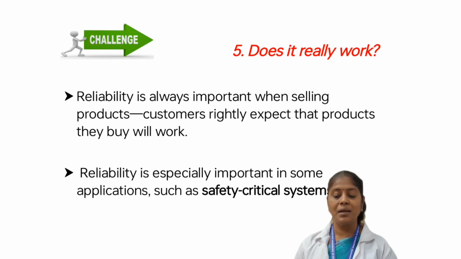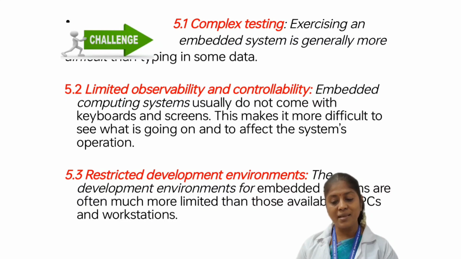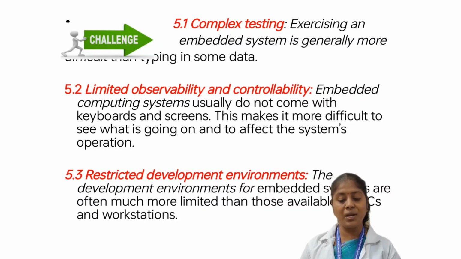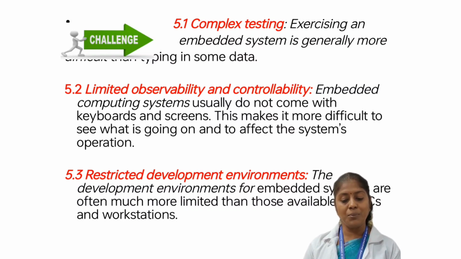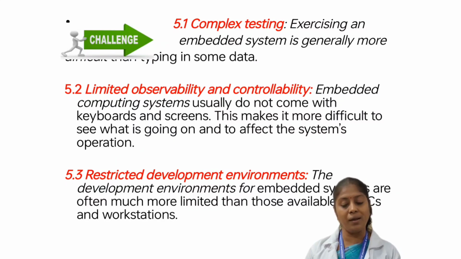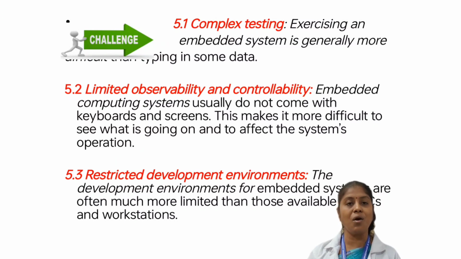The next one is complex testing. Exercising an embedded system is generally more difficult than typing in some data. Limited observability and controllability: embedded computing systems usually don't come with keyboards and screens. This makes it more difficult to see what is going on and to affect the system's operation. Restricted development environments: the development environments for embedded systems are often much more limited than those available for PCs and workstations.